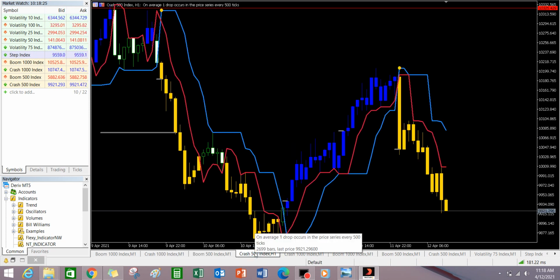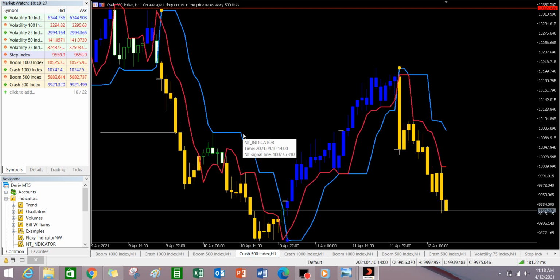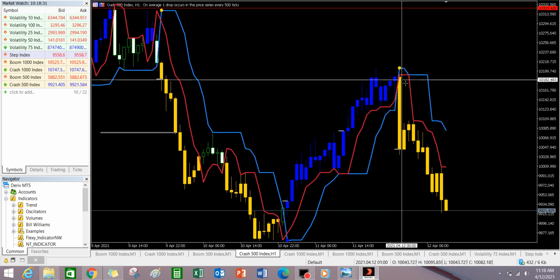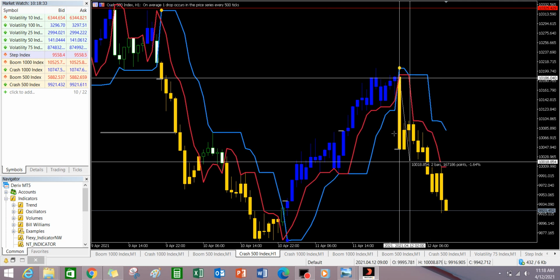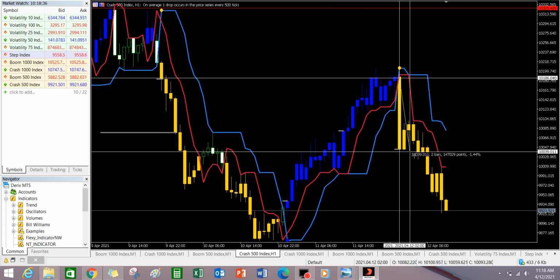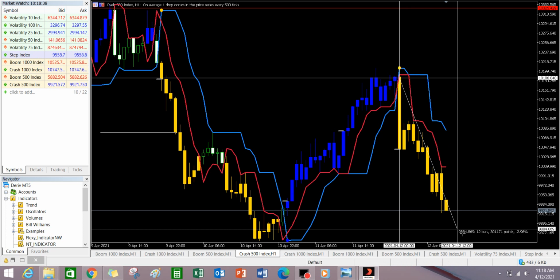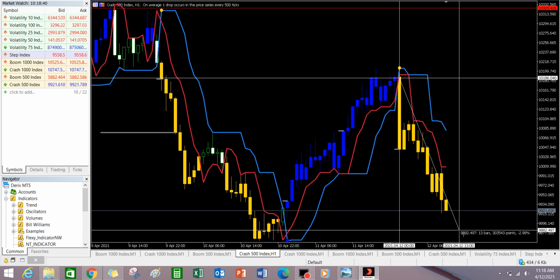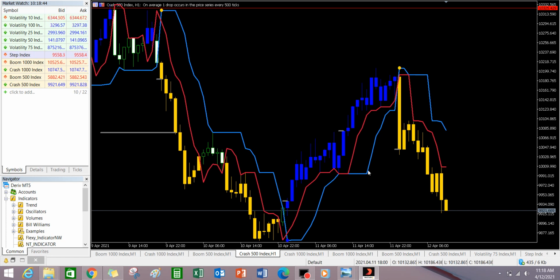Let's check out what is happening with Crash 500. For Crash 500, I'm using the NT indicator. This is the 1 hour time frame. It is presently on downtrend. Like I said in my last video, if it breaks this, then we might likely see it going back on downtrend to this level, and check it out, it is getting there already. So that is the way it works.